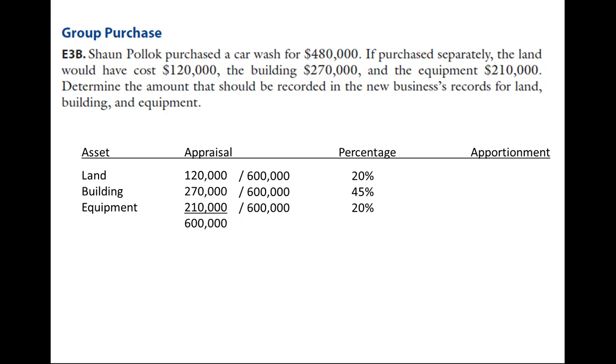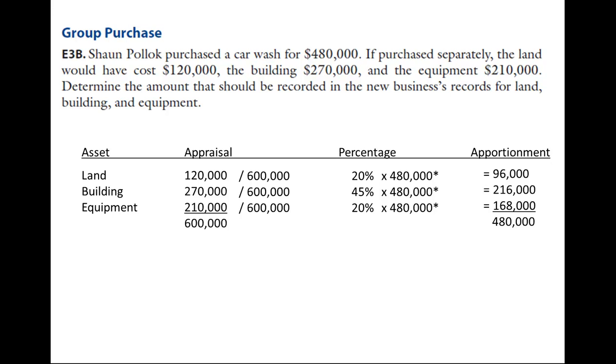So now what we're going to do is figure out the $480,000. How do we split it up? Well, we're going to divide it up based on the percentages. So now we will take each of those percentages times $480,000, and that will determine how much of that $480,000 belongs to the individual accounts.